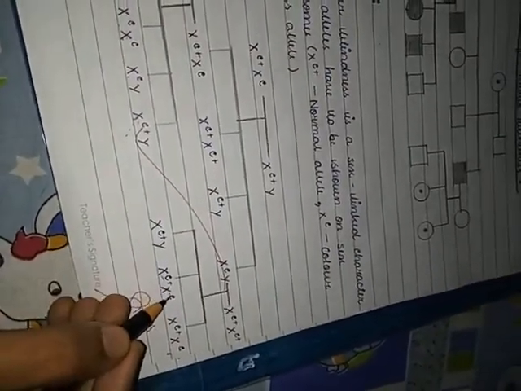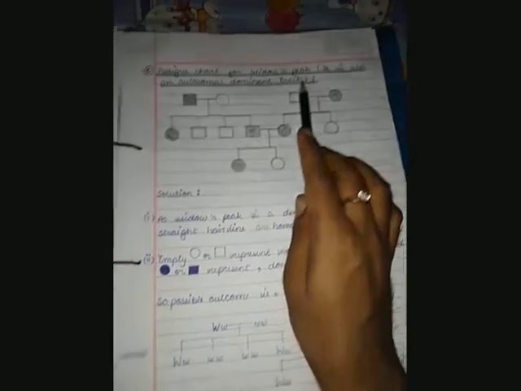Similarly, this is also a normal male, so X^C+ Y, where C+ is the normal allele. Both are carriers, so one X^C+ means normal and one is the affected. Okay, clear? This is the pedigree chart for the widow's peak.